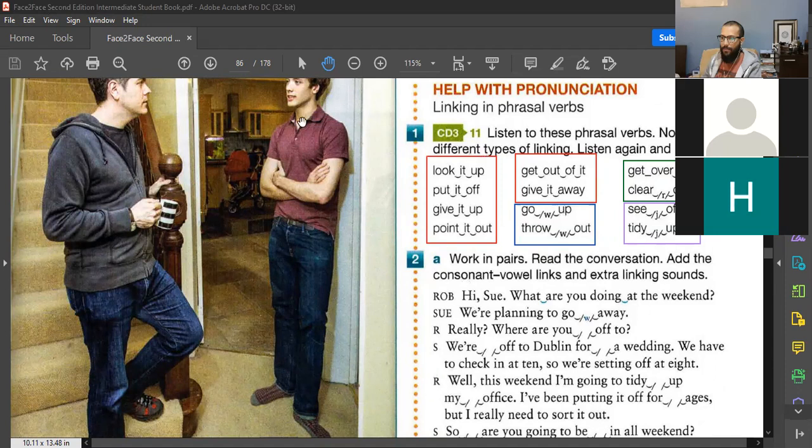Okay. So nothing new, I think, here. The topic of linking, different types of linking, we covered before. It's just a reminder that when we use phrasal verbs, these linking sounds are also used.